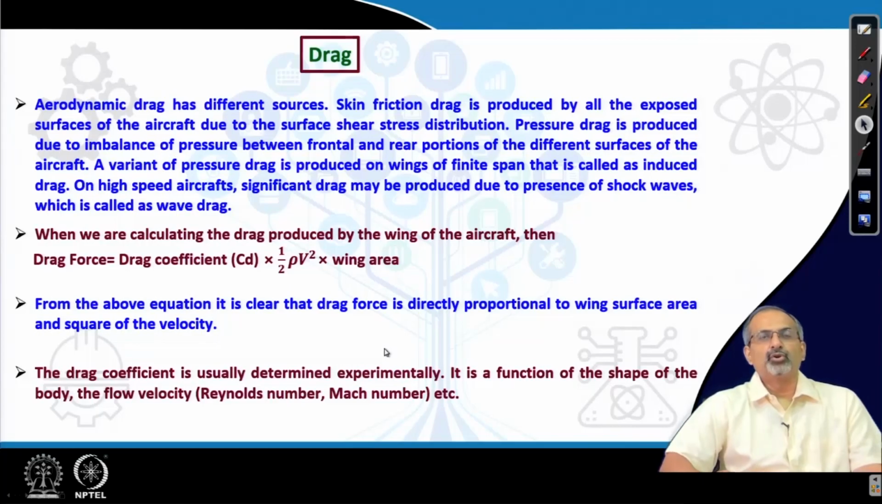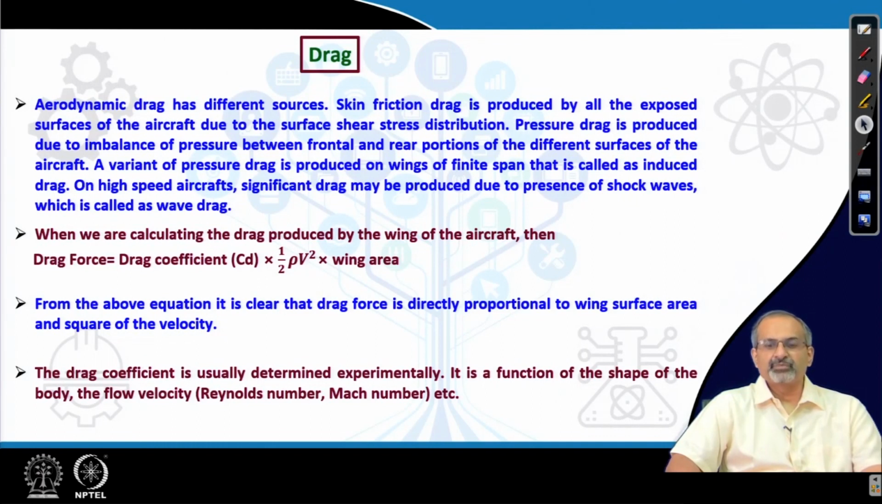Let us have a little more look at the drag. Now, aerodynamic drag has different sources. When we say drag, it is not the skin friction drag alone, though we have pinpointed the skin friction drag, because that is one of the most primary components. Skin friction drag is produced, as we know, by all the exposed surfaces of the aircraft due to the surface shear stress distribution.